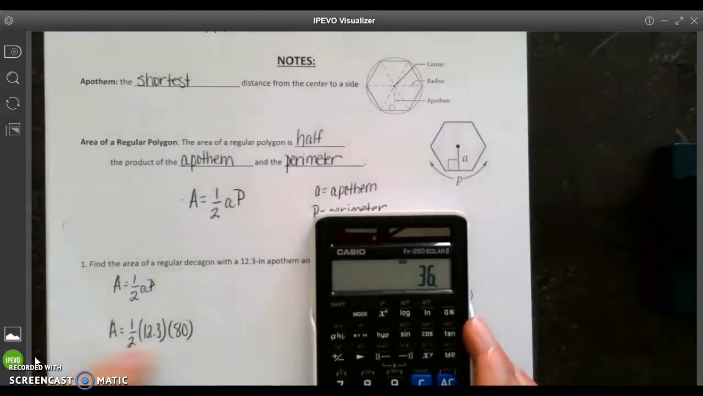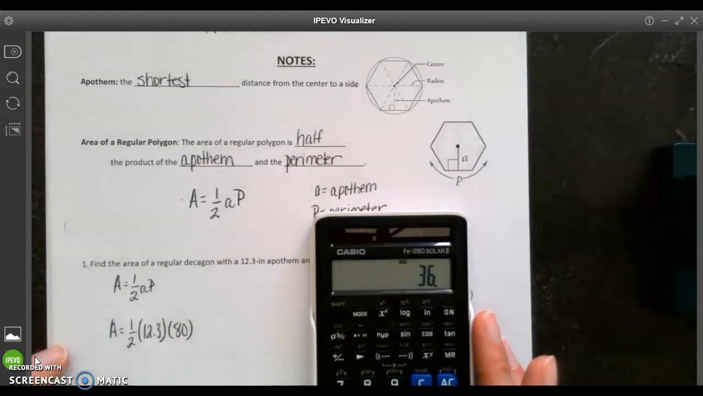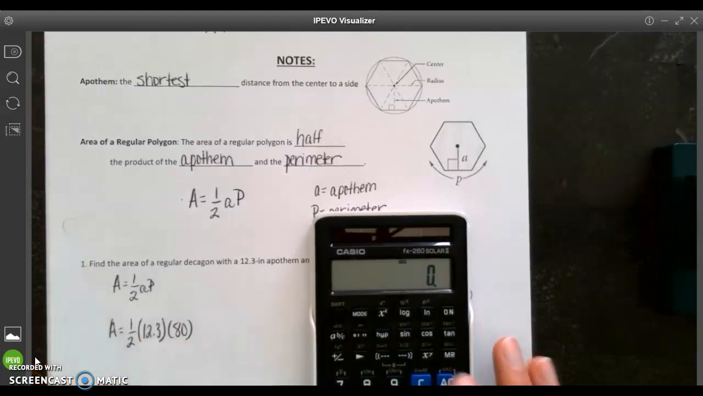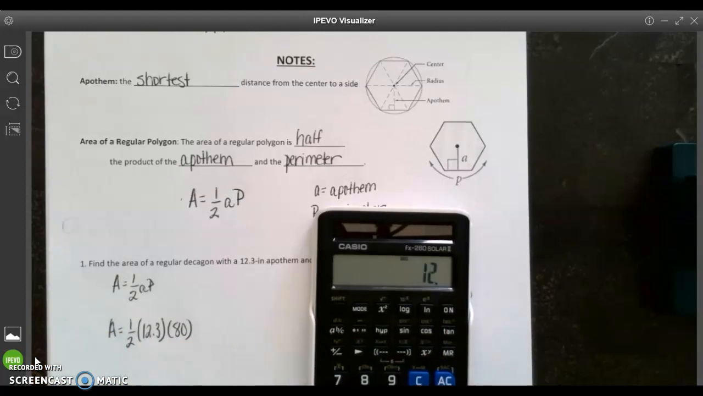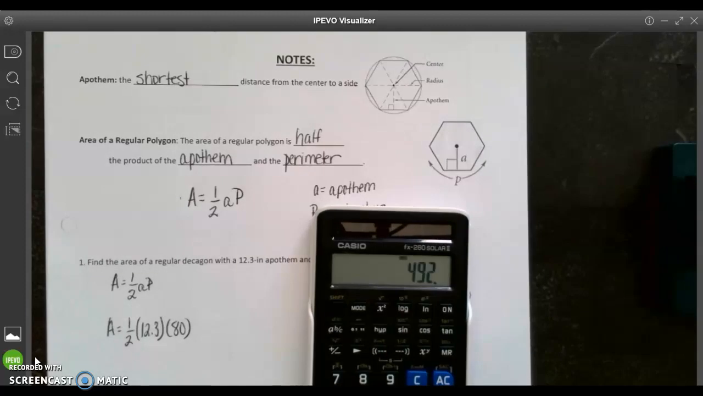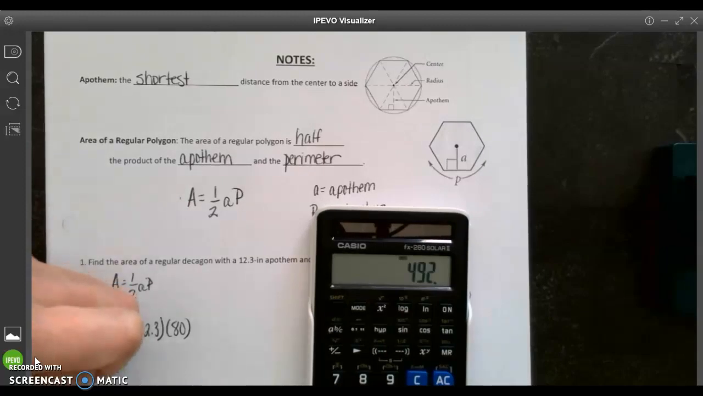So now, just like we did with rhombus, kite, trapezoid, and triangle, I'm going to start from the right and move to the left and do 80 times 12.3. I get 984. I want half of that, so I'm going to divide by 2. And our area is 492 inches squared.